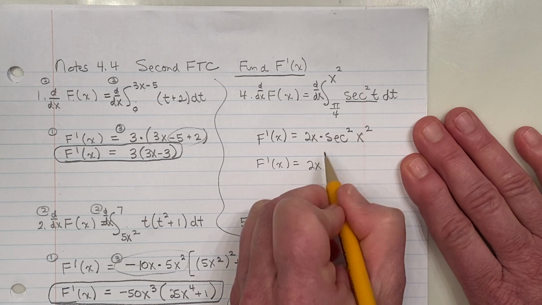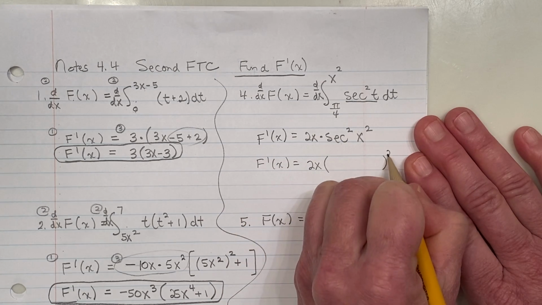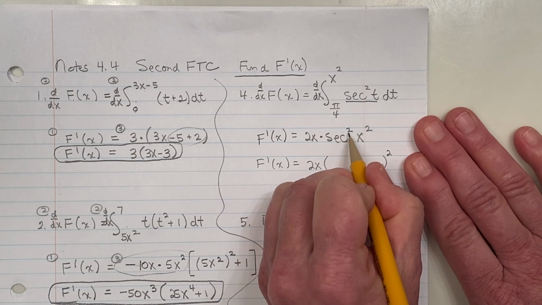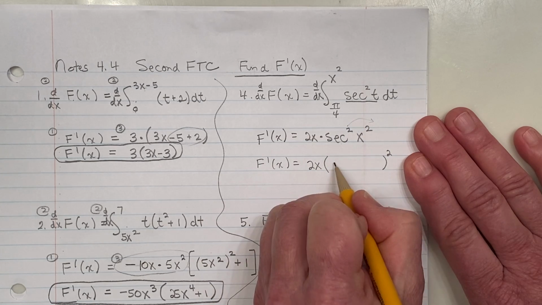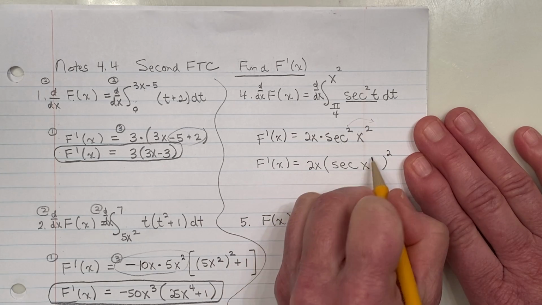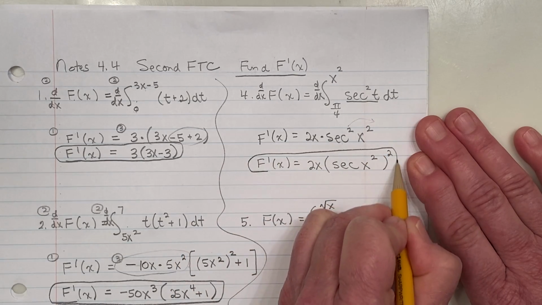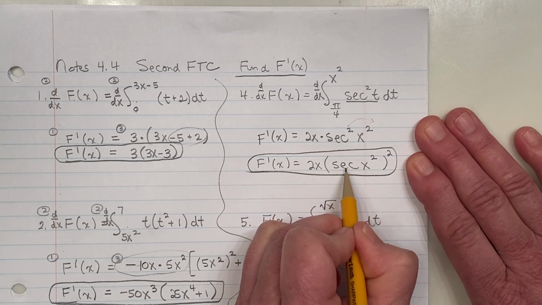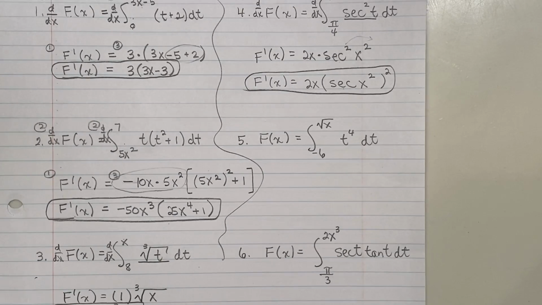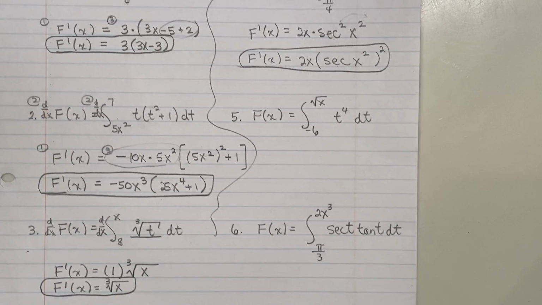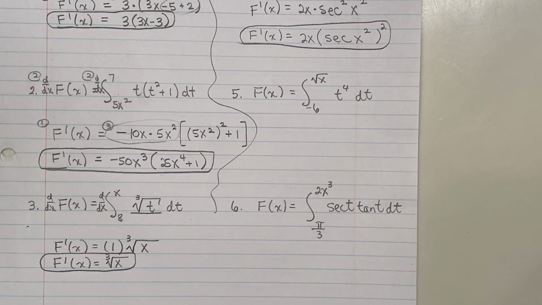This square on secant could be pulled off and put on the outside of the secant function. So if you took this square off that secant function, you'd have secant of x squared inside here. Just wanted to remind you about that. This answer's fine. This is fine too. Hope you're trying these on your own and coming back and checking your work.